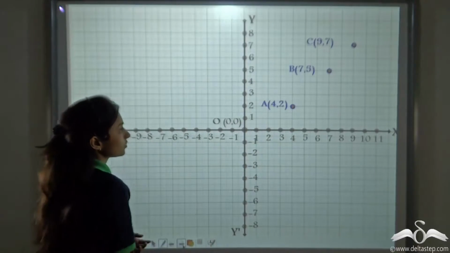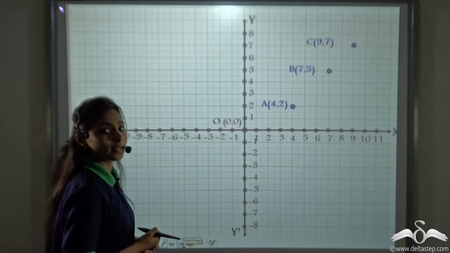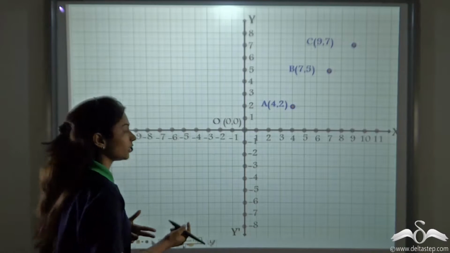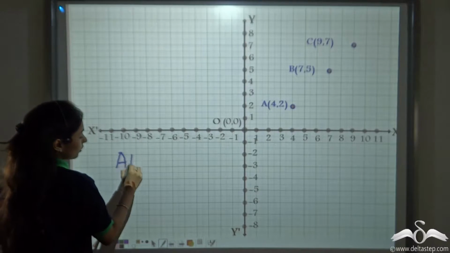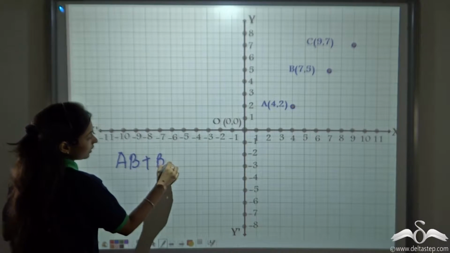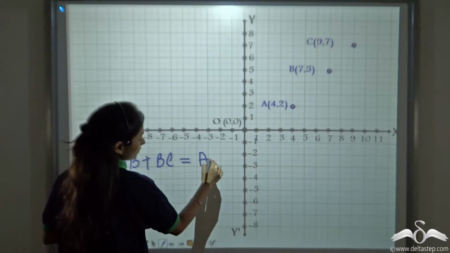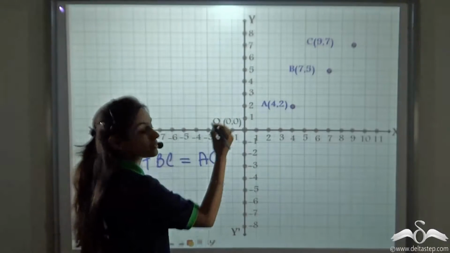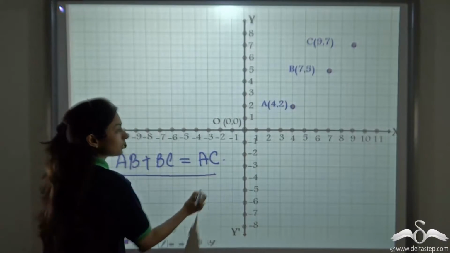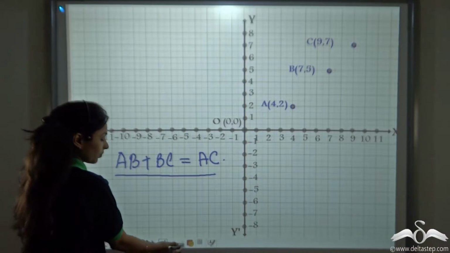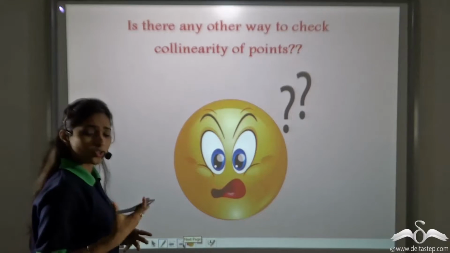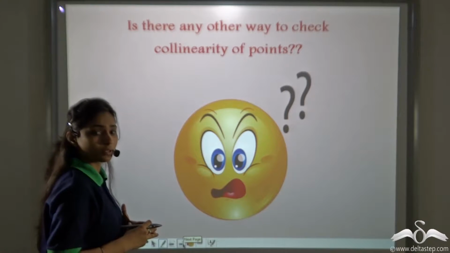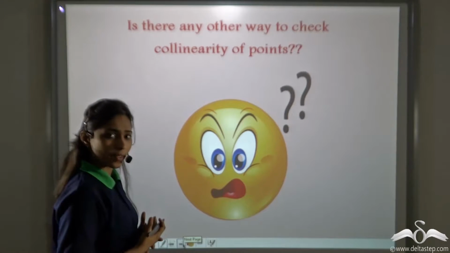Now what about these 3 points? Can you tell me whether they are collinear? Well, if you have to check whether 3 points are collinear, what do you do? You check whether AB plus BC gives you AC or not. So you will easily take out the distance between AB, BC and CA and verify whether they are collinear or not. But is there any other way to check collinearity of points? Or are we limited to this AB plus BC is equal to AC? We don't have any other method?